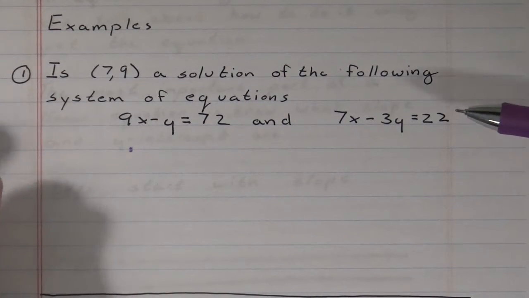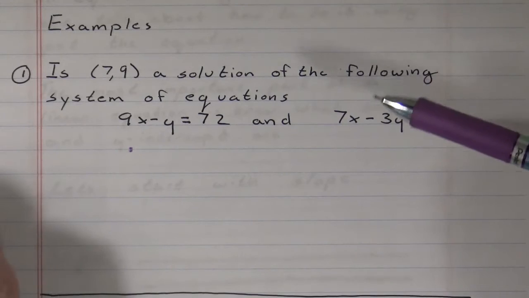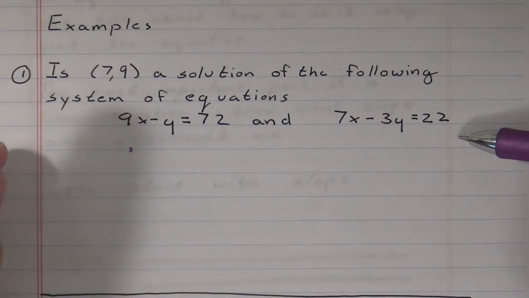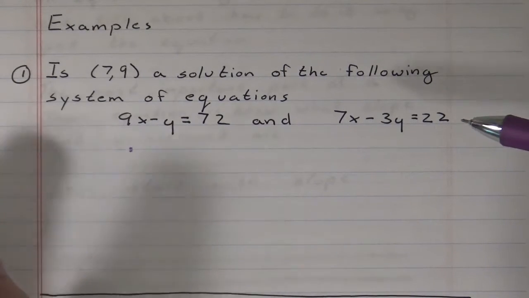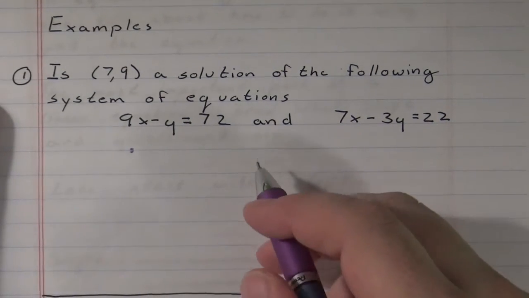If it works for both equations, then this (7, 9) is what we call the solution to this entire system, because it's two equations that we're looking at. All right, and it has to solve for both of them. It has to work for both of them, excuse me. So let's plug in numbers.